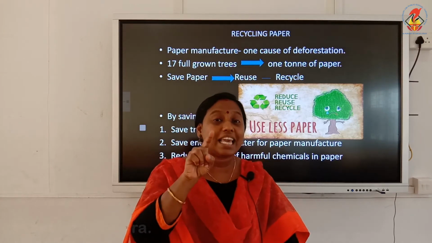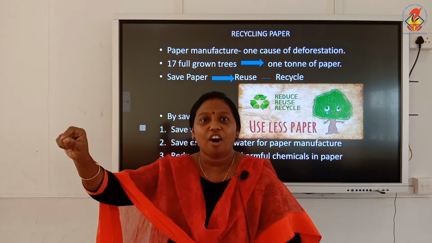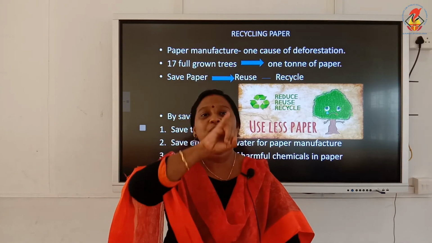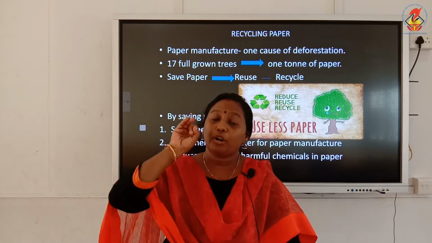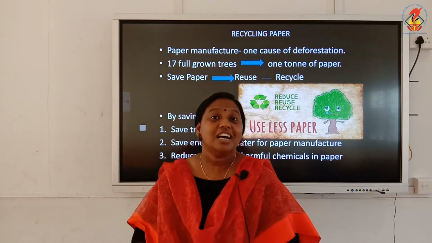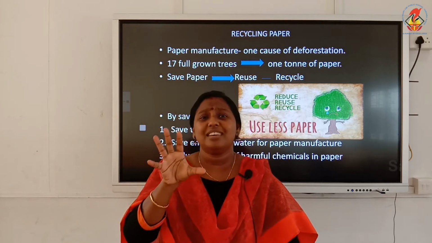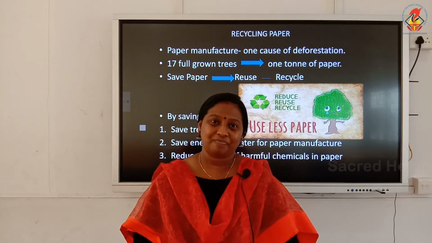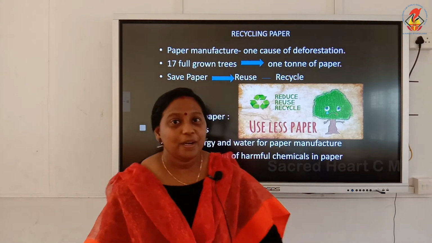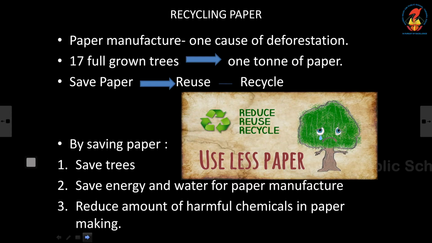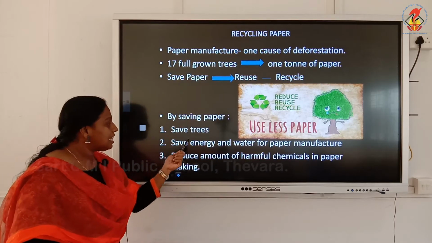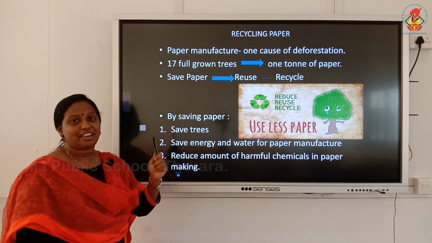And actually by saving paper, you are saving all these: the amount of chemicals used in paper manufacture, the amount of water used, the amount of energy input, everything is reduced by saving paper. So number 2, you are saving energy and water for paper manufacture, and number 3, you are reducing the amount of harmful chemicals in paper making. So these are the 3 things which we are doing by saving paper.